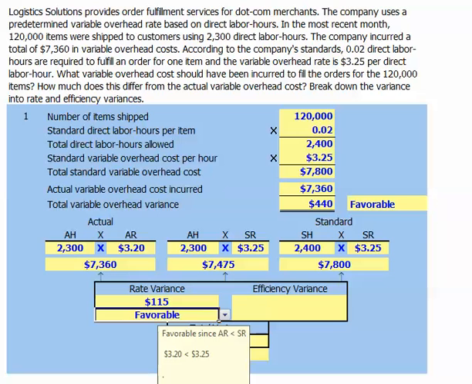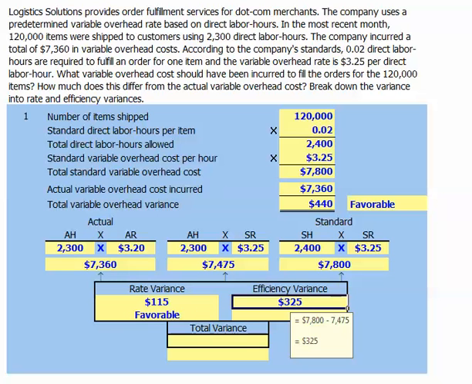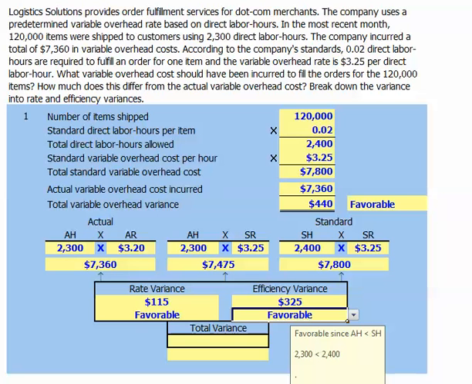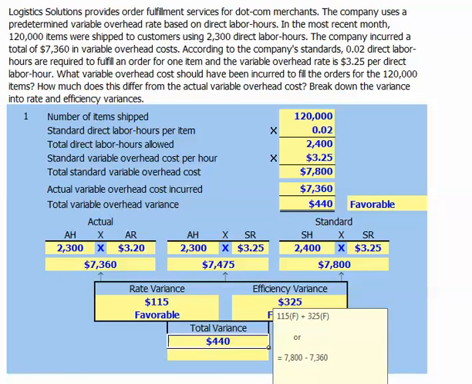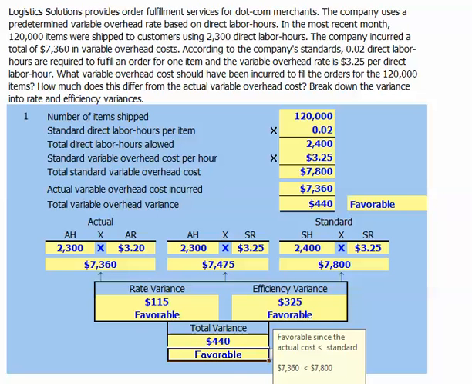From an efficiency perspective, our variance is $325, and again we would say that this is a favorable variance since our actual hours of 2,300 was less than our standard allowed of 2,400. Our total variance is the combination of our rate and efficiency variances, and since both of them are favorable, we would come up with a $440 total favorable variance. And this again was what we calculated earlier by taking the difference between our actual overhead and our standard. And since the actual cost is less than standard, we would say that this variance is a favorable variance.